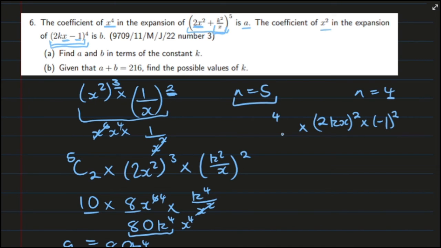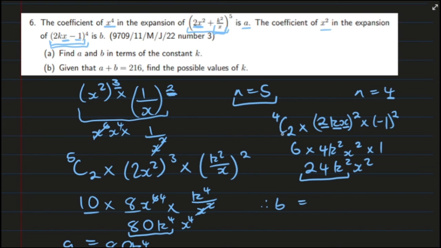and then this will be n choose 2, 4 choose 2, which is 6, multiplied by 2 squared, which is 4, k squared, and x squared, times negative 1 squared, which is 1. So this simplifies to give 24k squared x squared, and we say that the coefficient of x squared is b, so that means that b is therefore equal to 24k squared.